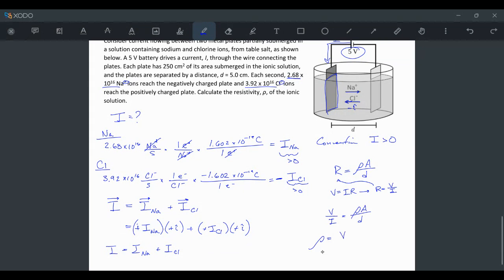equals the voltage of the battery, which is 5 volts, the separation between the two plates, which was 5 centimeters, divided by the current, which you would have figured out over here, divided by the area, which is provided, that's 250 square centimeters. So this is our answer for that one.